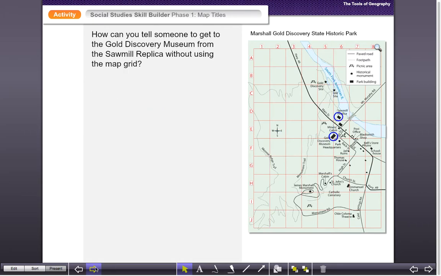So how can you tell someone to get to the Gold Discovery Museum from the Sawmill replica without using the map grid? That's a good question. One of the ways you could do it is to describe going left along the footpath, you cross over Main Street and continue on the footpath until you see the museum. Take a look at the map in front of you to see if you can describe how you would go from the Gold Discovery Museum to the Sawmill replica.